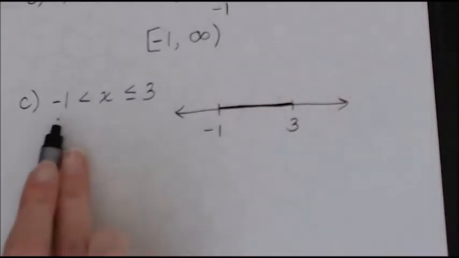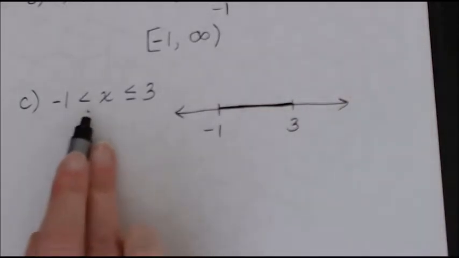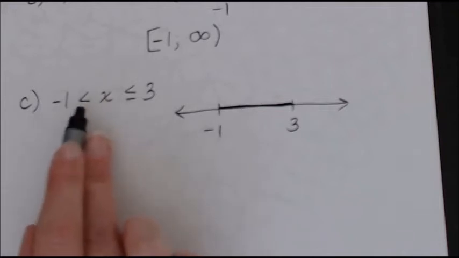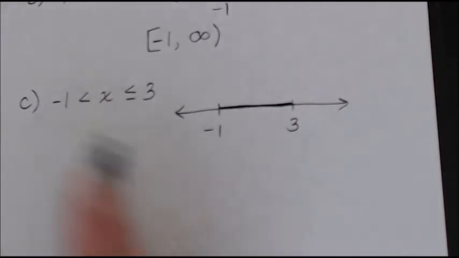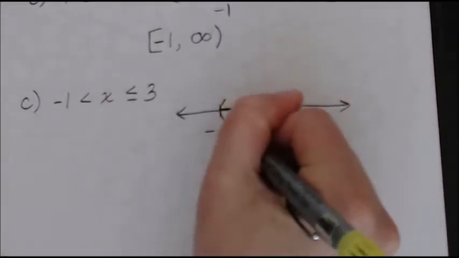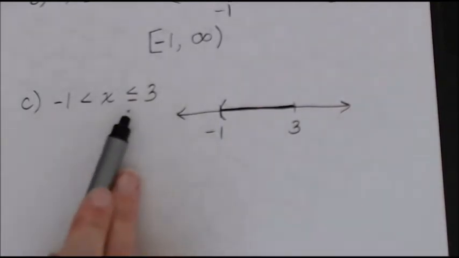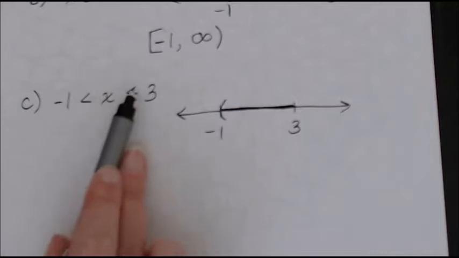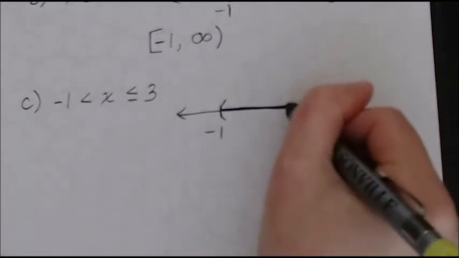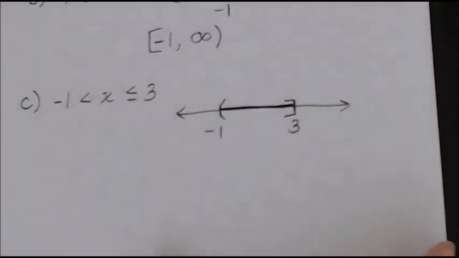Do I want to include -1 here? No, I do not, because it's just at -1 is less than x, or x is greater than -1. So I'm going to put a parenthesis on that end to designate that. And then at 3, do I want to include it? Yes, I do, because it's x is less than or equal to 3. So to designate that, I'm going to put a bracket on that end.